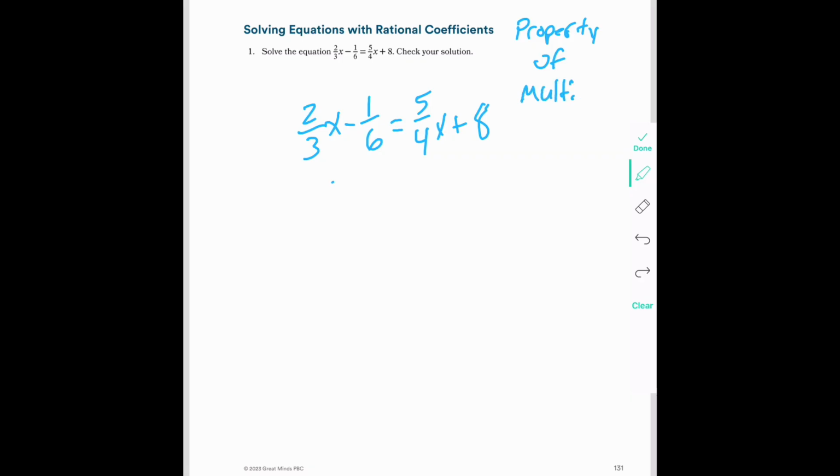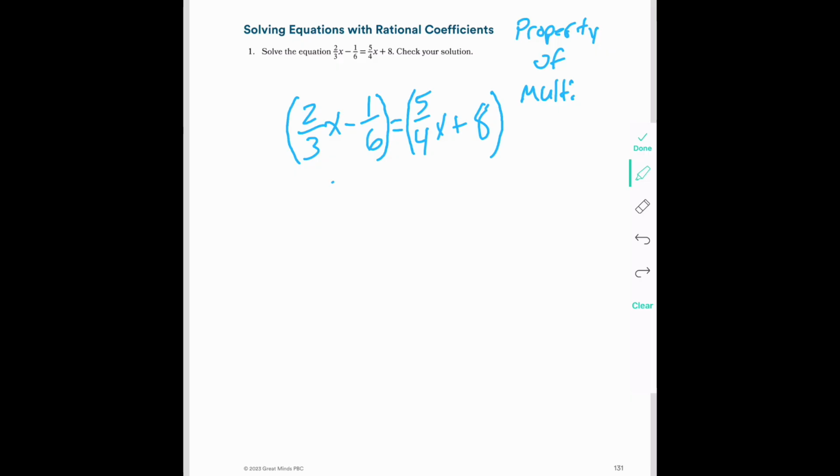Okay? Because the opposite of division is multiplication, and we know fractions are division. So when you use this property, you are multiplying the entire side of both equations by the same number, just like we just talked about, because that's how the property works, okay? You're not going to just choose some random number.